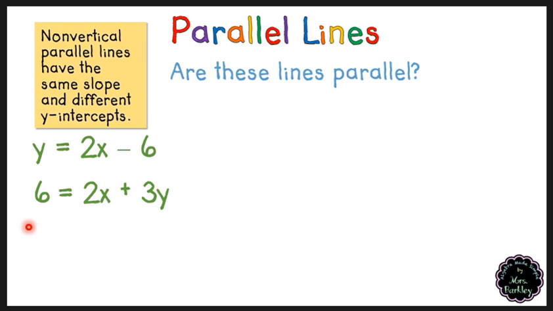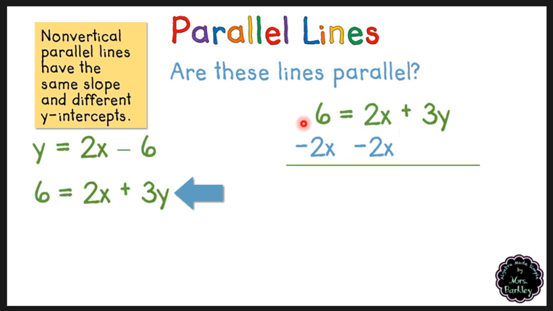So let's look at another pair. We have y equals 2x minus 6 and 6 equals 2x plus 3y. So our first equation is in slope-intercept form already, but we need to convert this second equation into slope-intercept form. So we have 6 equals 2x plus 3y. So we are going to subtract this 2x and move it to the left side of the equation. So we have 6 minus 2x equals 3y. If you prefer to write this as negative 2x plus 6 equals 3y, that would be mathematically correct as well.